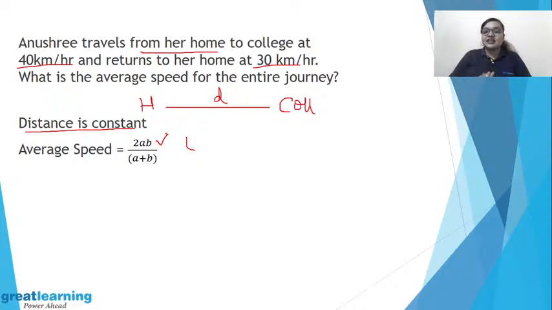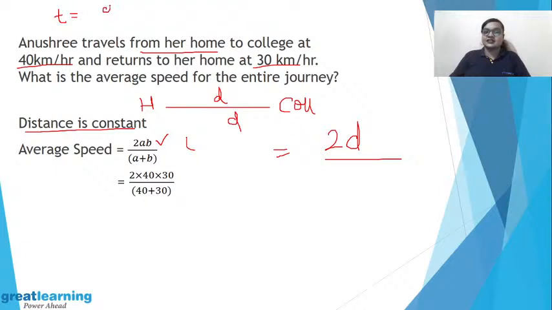Now, whenever I need to calculate average speed, I clearly told you that it's nothing but total distance divided by total time taken, right? So here, I don't know what d is, but I can say the total distance is nothing but 2d, because d, and again for the return journey the distance will be d. So d plus d, the total distance is 2d. And when she was traveling from home to college, it is 40 km per hour. So time taken for her onward journey, I can say d by 40. And time taken for her return journey will be d by 30.